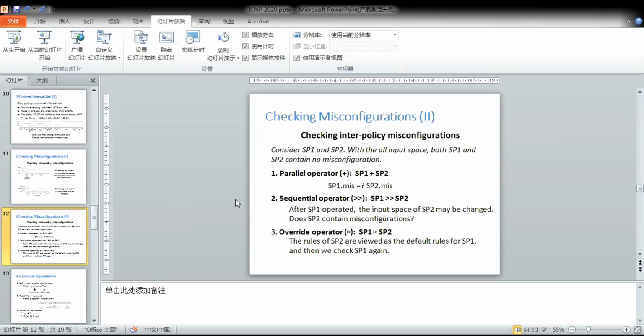Next, we will show how to check inter-policy misconfigurations. Consider two policies SP1 and SP2. We assume that they do not have any misconfiguration under the whole input space. For the parallel operator, we just check whether the match spaces are identical or not. If they are not identical, we can say they have inter-policy misconfigurations. For the sequential operator, we use the change in the input space made by the earlier policy to check the later policy and detect whether the later policy contains misconfiguration or not. For the override operator, we merge the two policies, then we check the generated policy and decide whether there are intra-policy misconfigurations or not.